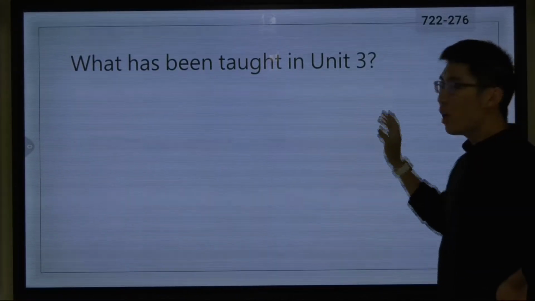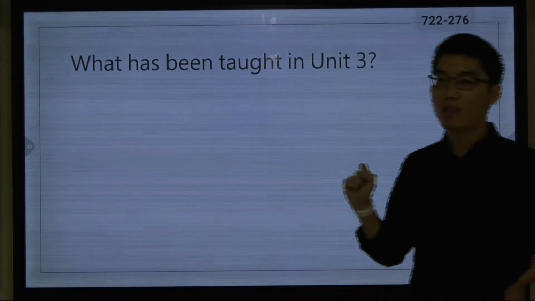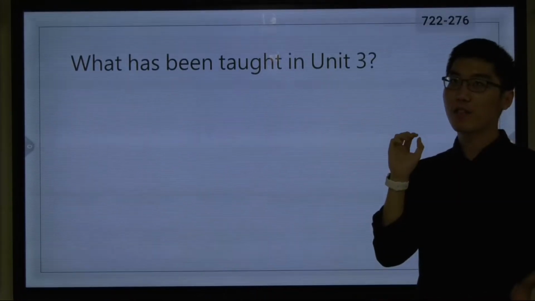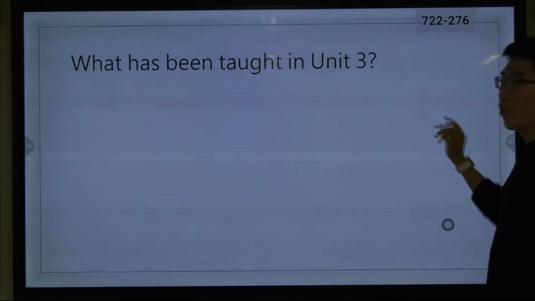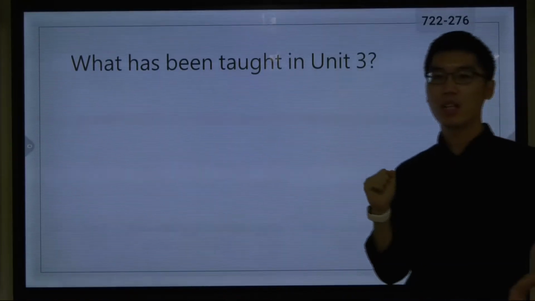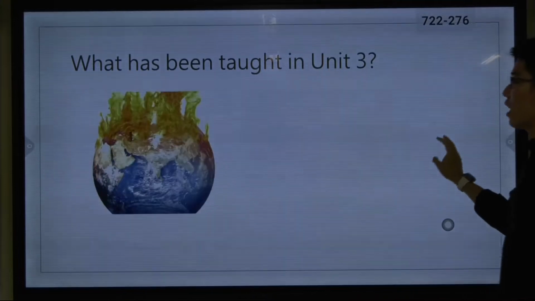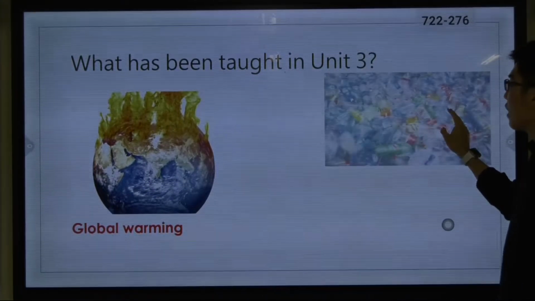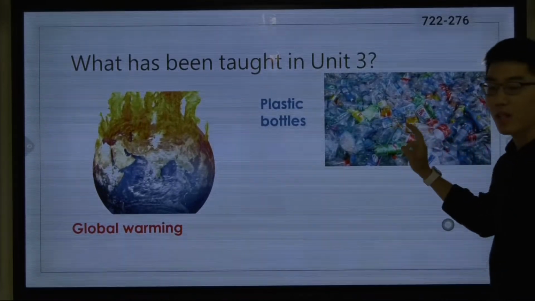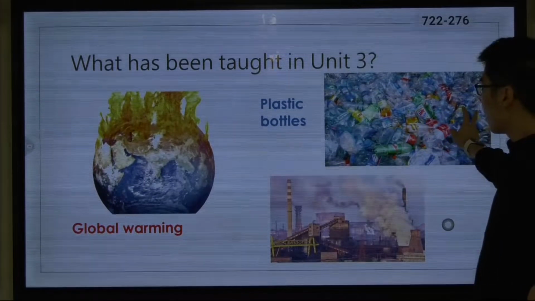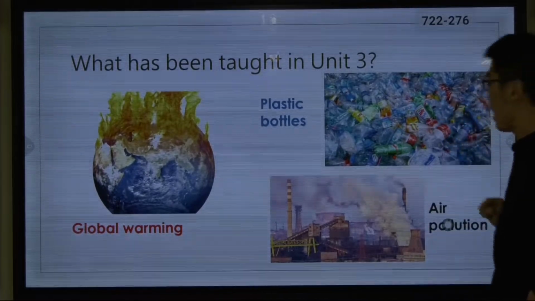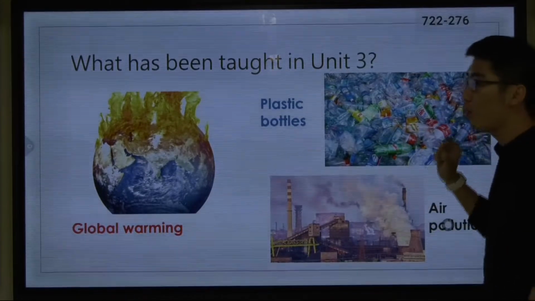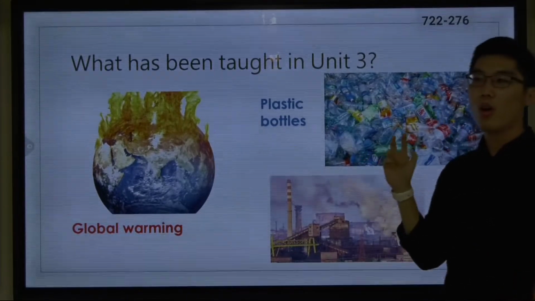What we are going to teach in Unit 5 is highly related to Unit 3, which we talked about in the last few weeks. Do you remember what we taught in Unit 3? It's about what? Environmental problems, global warming, different types of waste, for example plastic bottles, and different kinds of pollution, like air pollution. Just to remind you about the environmental problem, and how to relate it to wonderful wildlife.